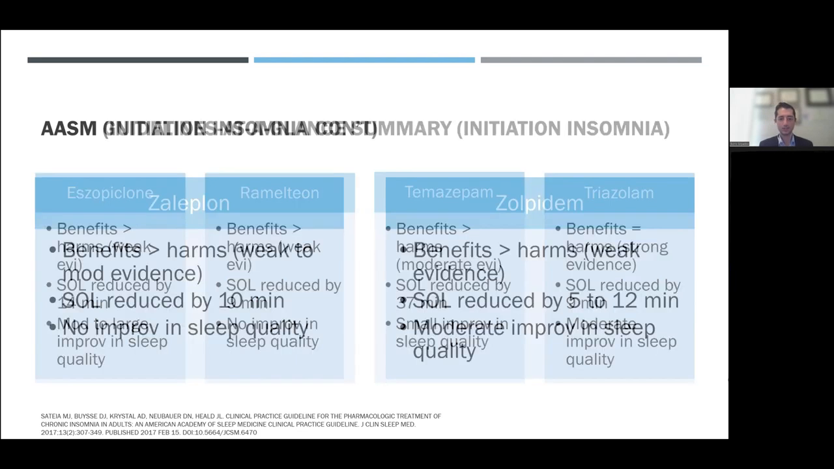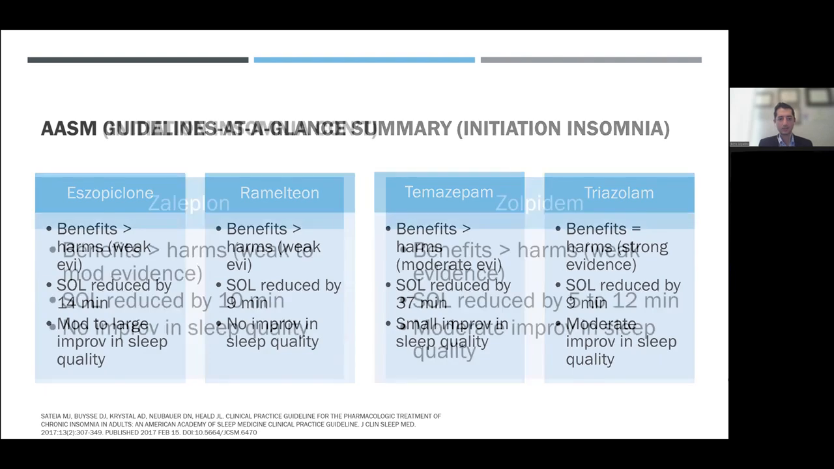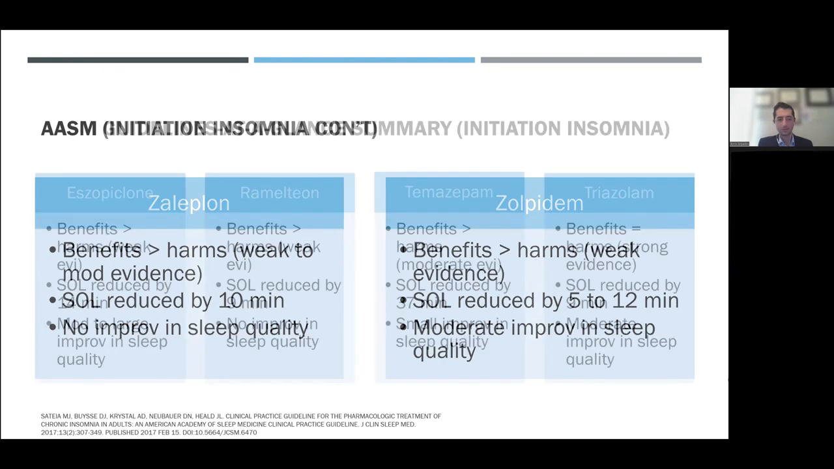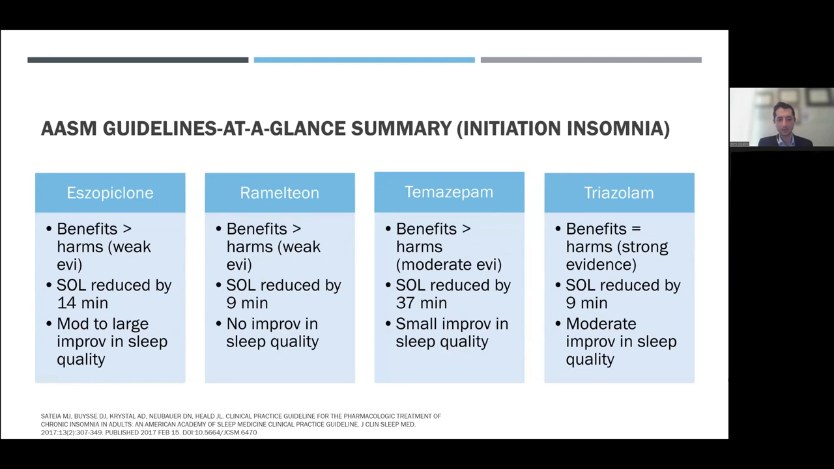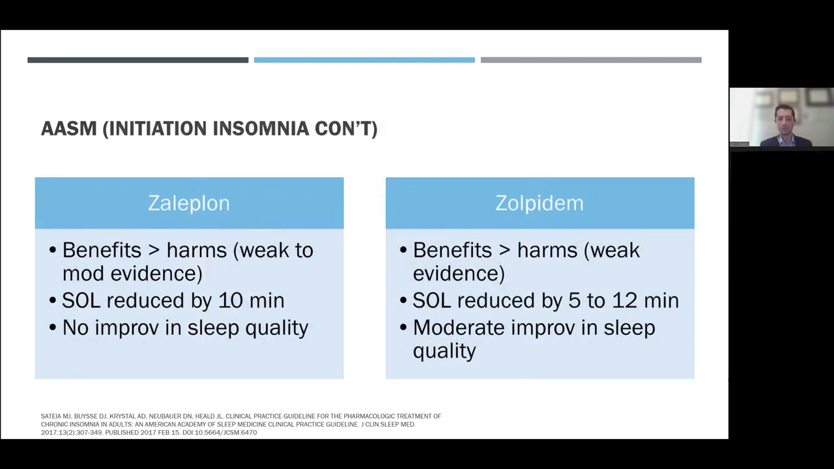Again, for initiation insomnia, you have the Z drugs like Lunesta, Zaleplon and Zolpidem, Sonata and Ambien. Also, the most improvement in quality tends to be with the Zolpidem, we see moderate improvement in quality, and the Lunesta, moderate to large improvement in quality. But you have to weigh the benefits versus the harms.